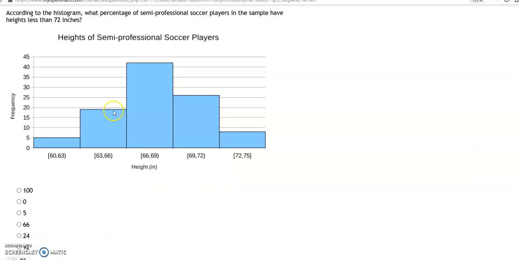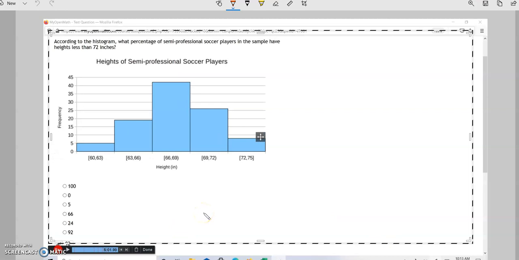Well, this one, you'll have to estimate what these numbers are. But that's why they give you multiple choice answers, because there's only one that's totally obvious, that is close to what it should be. So less than 72 inches, okay? Okay, so then I would add this one here, and this one here.